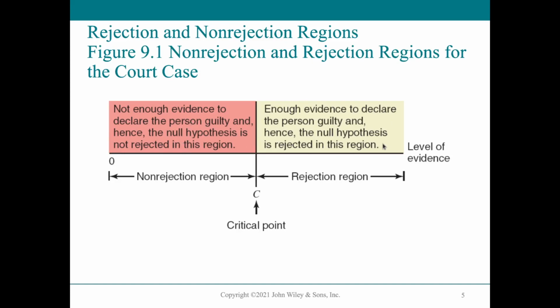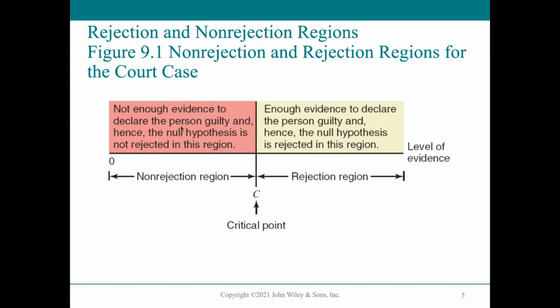And then we have the rejection region, where there is enough evidence to show that the person is guilty. For a null hypothesis, the norm is that there is always no significant difference, or there is always not guilty. Basically, the premise is innocent until proven guilty. So the working hypothesis is that it's not guilty.